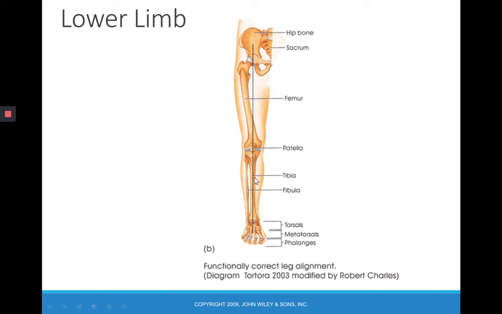And make sure you don't get these names mixed up. Don't say tibula or fibia. It's tibia and fibula. Then you have the ankle. That's called the tarsals. Then you have kind of the main part of your foot. That's the metatarsals. And the toes are the phalanges.